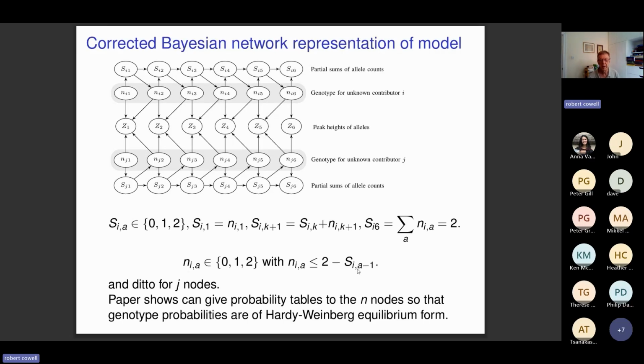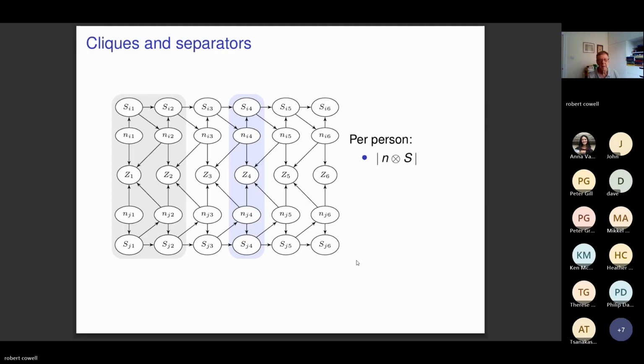It's shown in the paper how to give binomial distributions to these NI nodes, such that the Bayesian network will contain the Hardy-Weinberg probabilities that we want. Now, one of the nice things about putting it in the Bayesian network is that we can use very efficient algorithms, which have been developed for Bayesian networks, to calculate the likelihood. I can't talk about those algorithms, but I will concentrate on the complexity of the calculation involved.